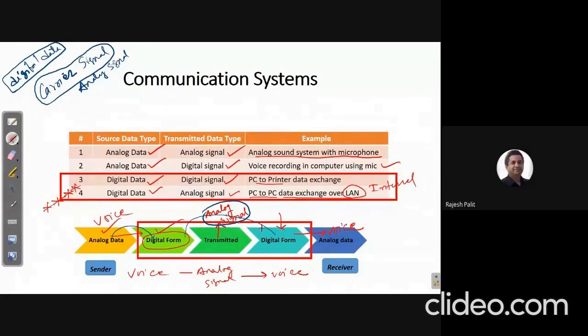Now we will see, since it is very common in communication systems, how we can convert an analog data into digital form.